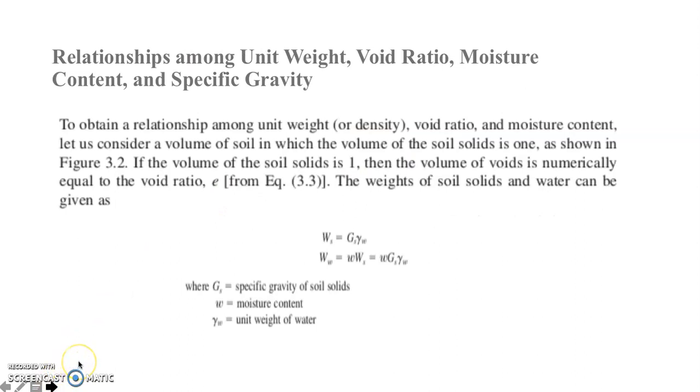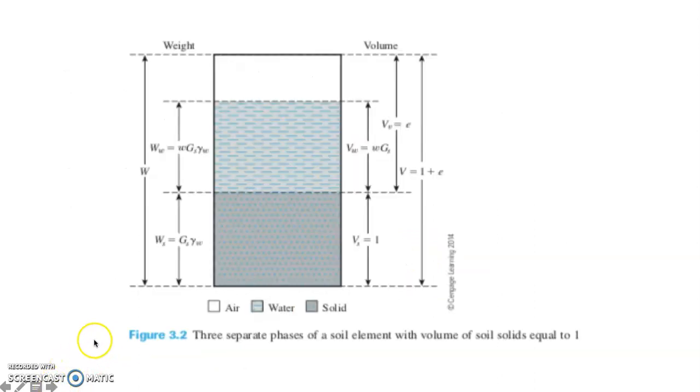So that was our discussion for weight and volume relationships. Now we are going to have relationships among unit weight, void ratio, moisture content, and specific gravity. These are formulas that can be alternatives if the weight and volume relationships are not specifically given. You can resolve your equation through these relationships among unit weight, void ratio, and moisture content, depending on what is given in a certain problem. Basically, you have this illustration: three phases of a soil element with volume of solid equal to 1.